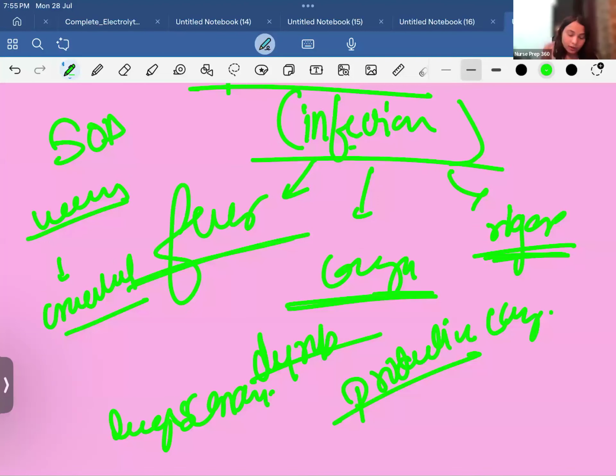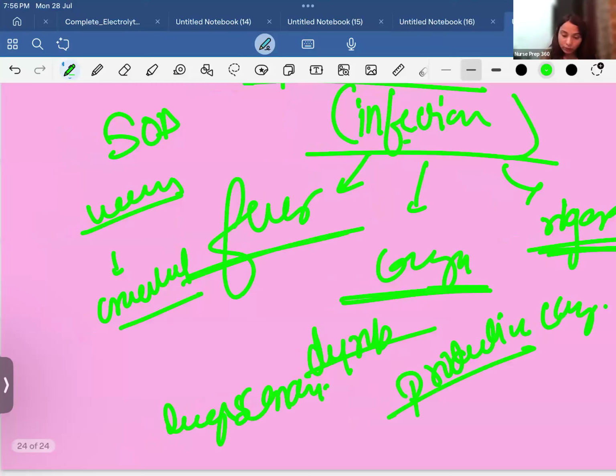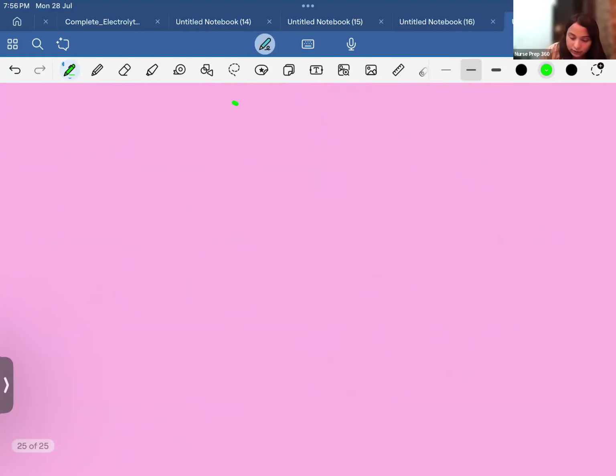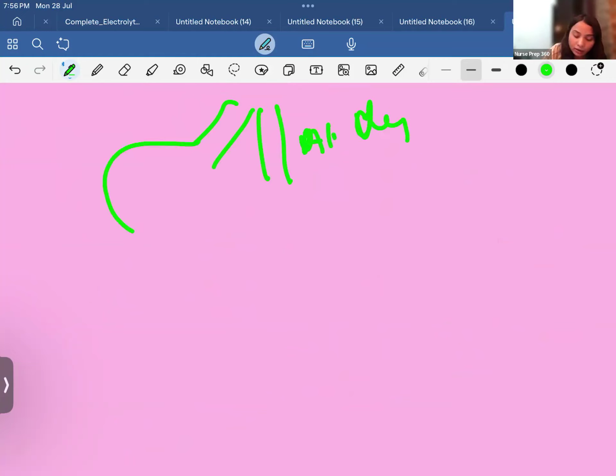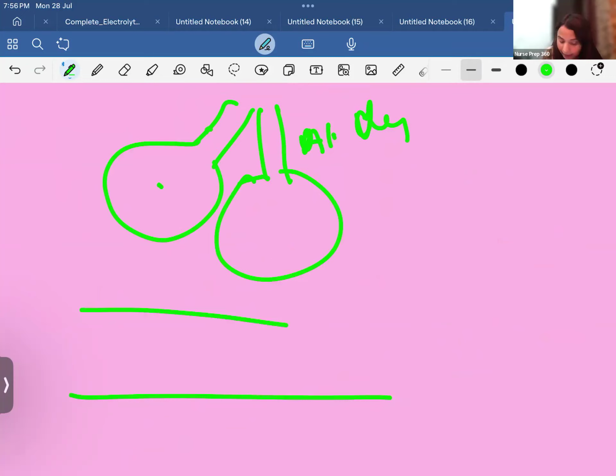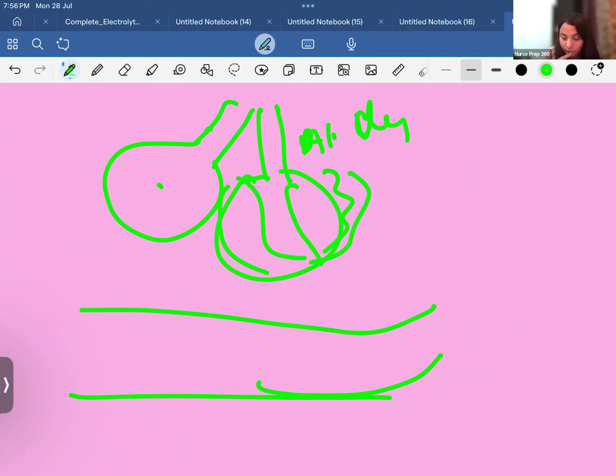Okay. Now I want to explain you one thing. Just imagine this is my alveoli. This is my alveolar duct. And the alveolar duct terminates into alveoli, and this is my capillary which is all around this alveoli. Okay, I'm just making it over here. So what is happening?